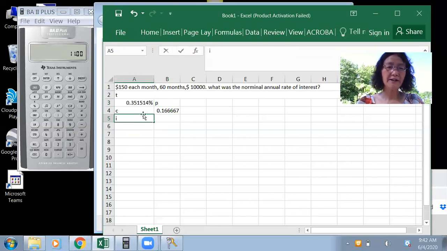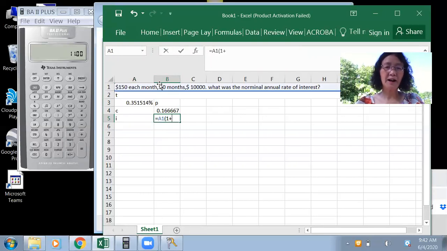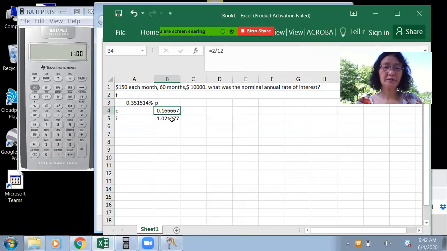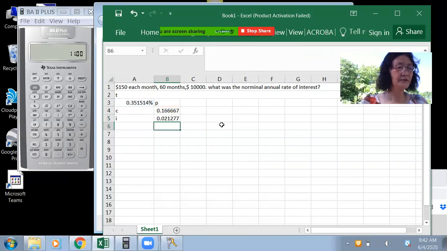Now you need to calculate I, the periodic rate. The periodic rate I equals the bracket 1 plus P, raised to the power 1 over C, and then minus 1.